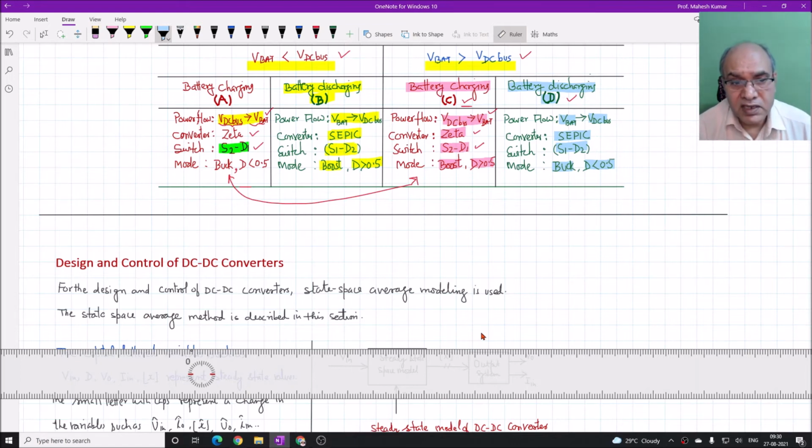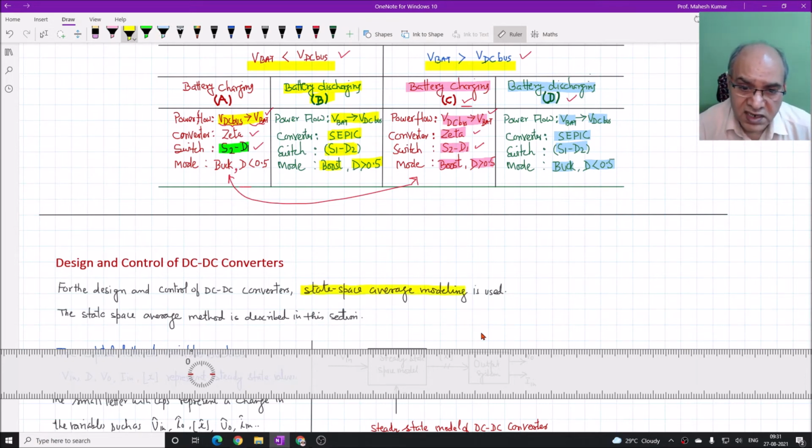What I have given is the steady state operation in terms of the duty cycle. But for design and control, we need the dynamic modeling, a dynamic aspect of the converter, that under the transient conditions how this converter performs and what should be its design. So for design of the DC to DC converter, because they are switch system, state space averaging modeling is used.